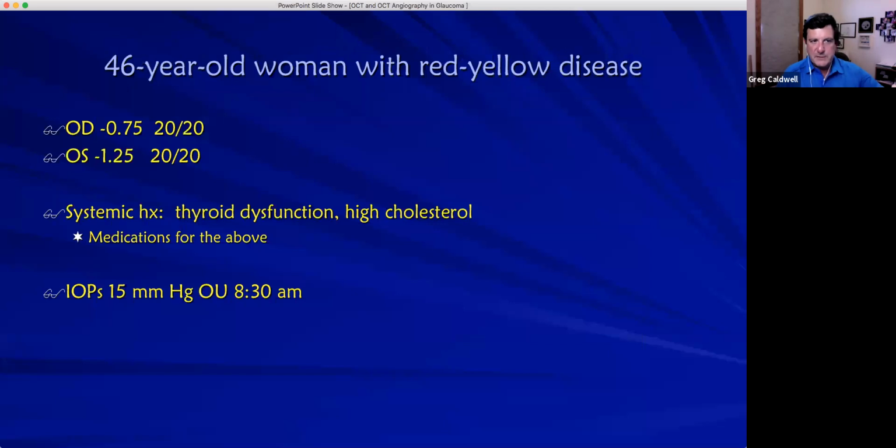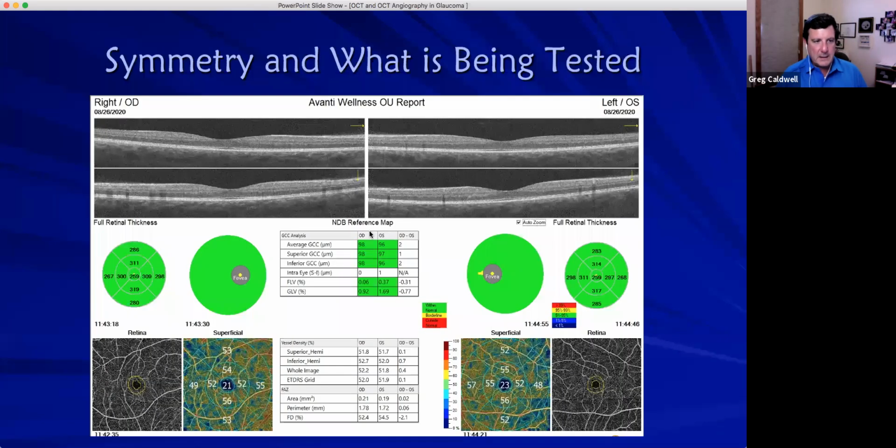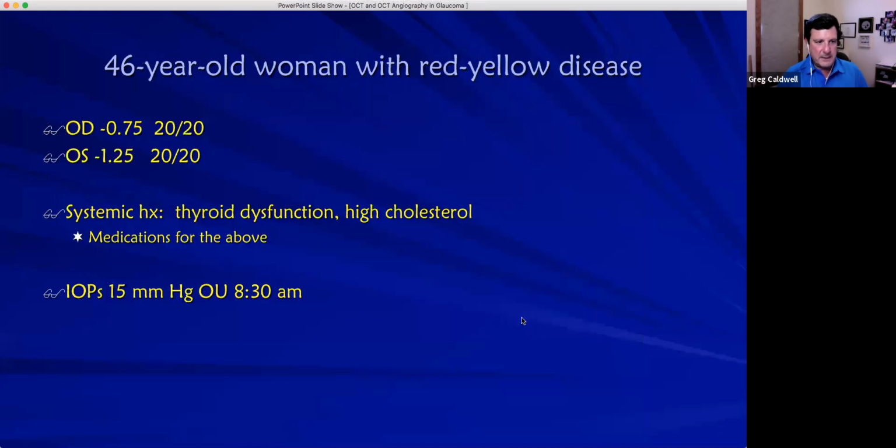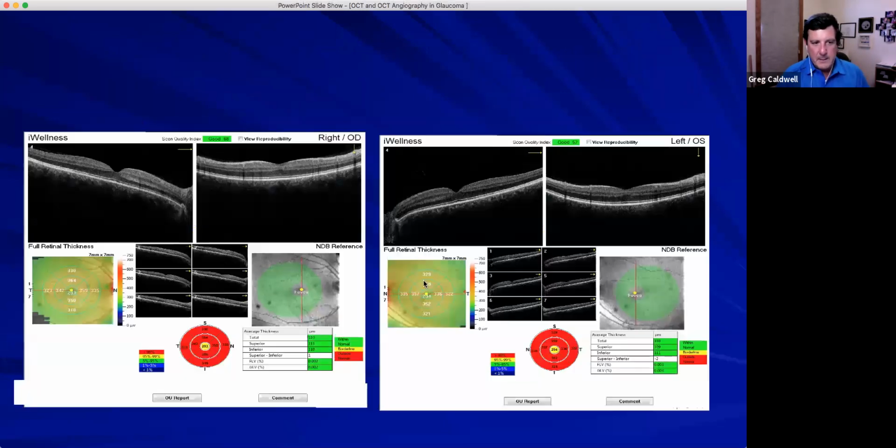So I want to jump into this 46-year-old man that comes in. He has red and yellow disease. He's a very low myope. You can see thyroid, high cholesterol, on medications for these conditions. His pressures are 15. But here is his ganglion cell.